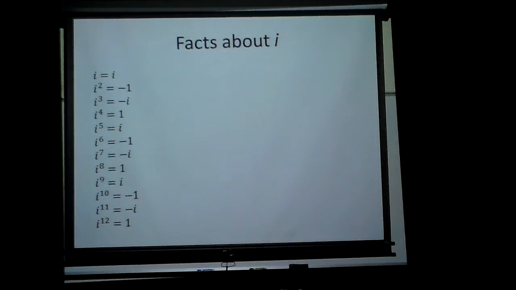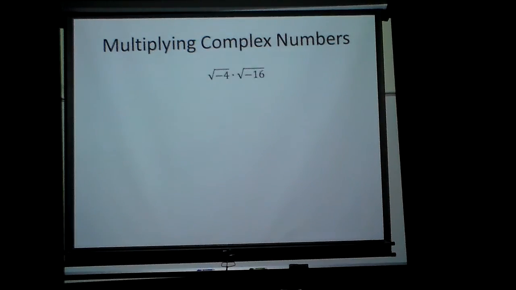Okay, now why is that important? Well, when we multiply complex numbers like this here, the square root of -4 times the square root of -16, you want to be very careful. You cannot take -4 times -16, because that would just be a positive 64. What you have to do is pull the i's out first, and you end up with this.